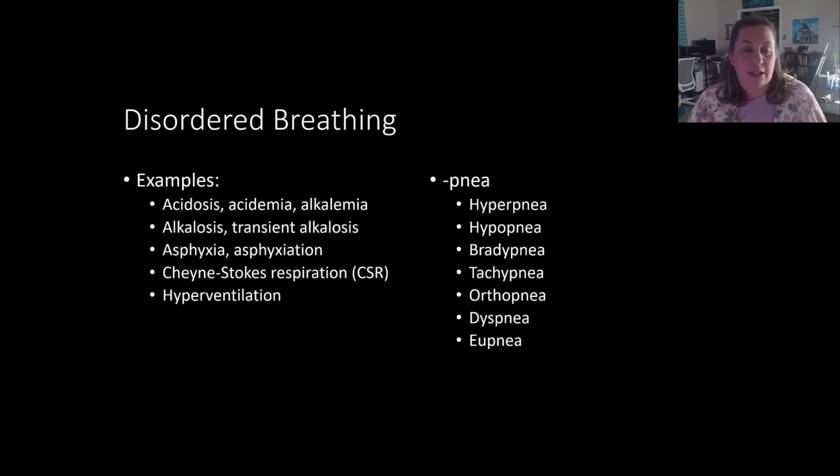So we can also see here that there is some disordered breathing that we have terms for that we want to take a look at. Some examples of diseases and things that can happen if breathing is affected and is not occurring like it should could be things like acidosis, acidemia, or alkalemia, or things like alkalosis. These are all pertaining to how acidic or basic the blood is. So when you see acido, it's talking about the acid, whereas alkalo is talking about the base side.